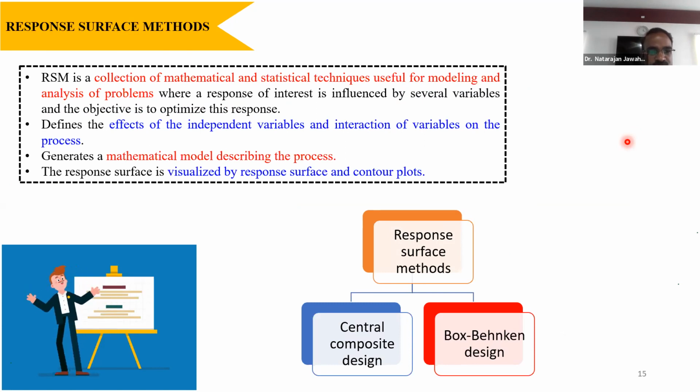It defines the effect of the independent variables and the interaction of the variables on the process. So what is the effect of variables and what is the interaction of variables? That is not possible in full factorial designs. It generates a mathematical model which describes the process. The response surface is visualized by response surface and contour plots. These are the methods used in response surface methods: one is central composite design, and another one is Box-Behnken design.